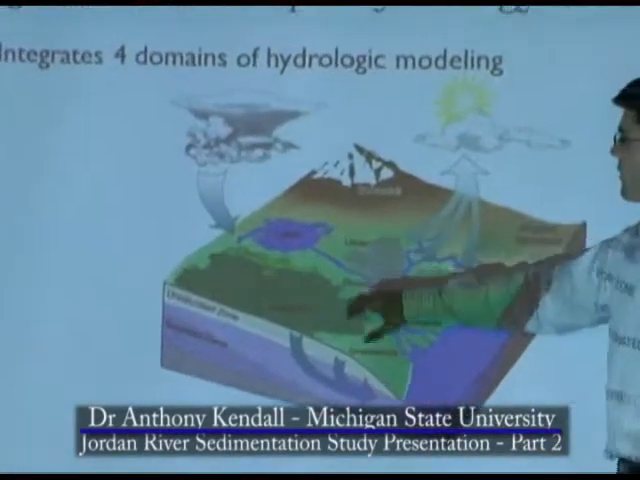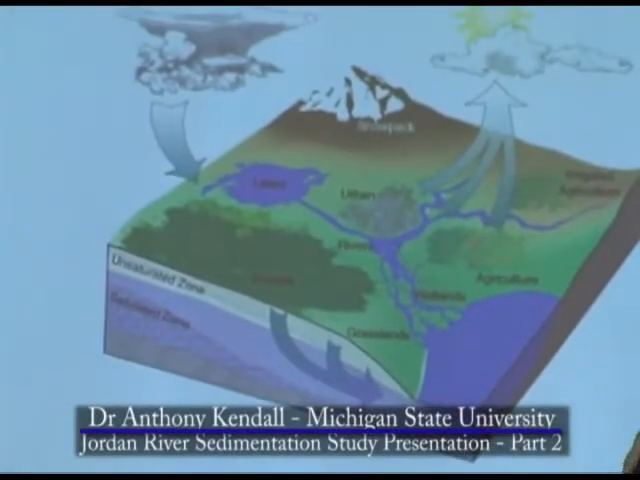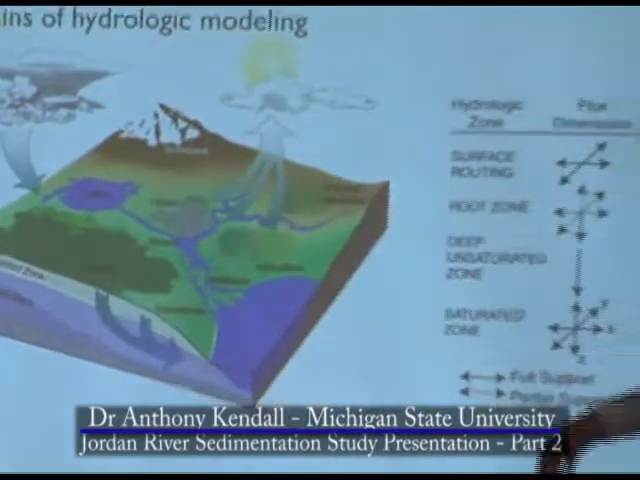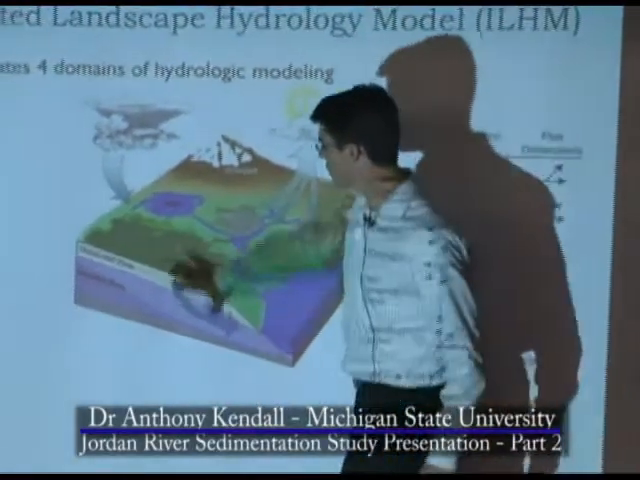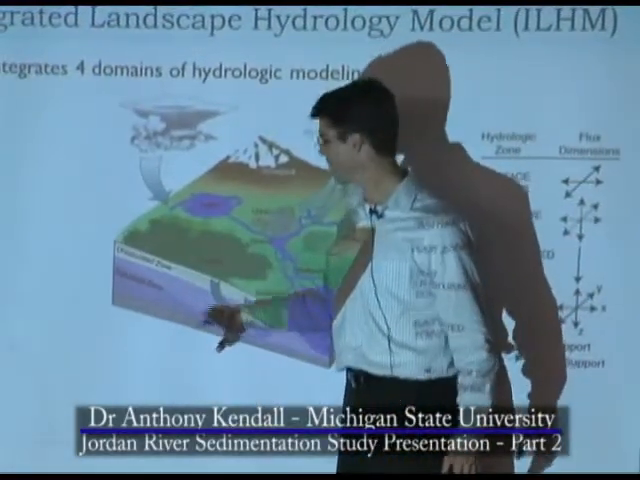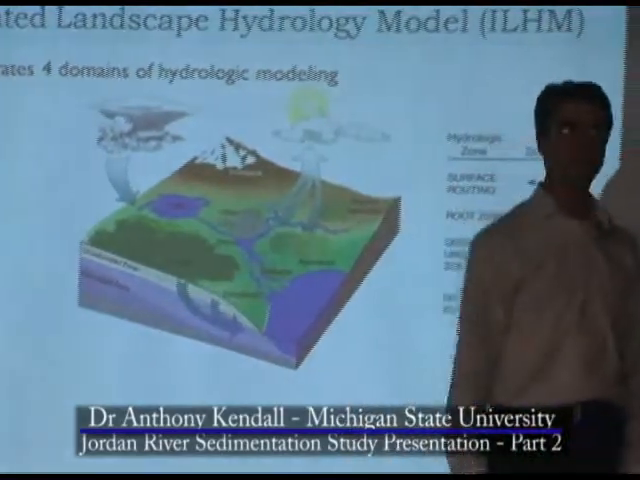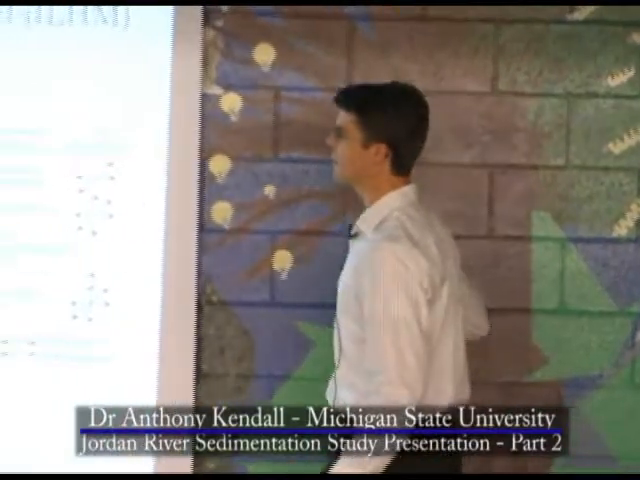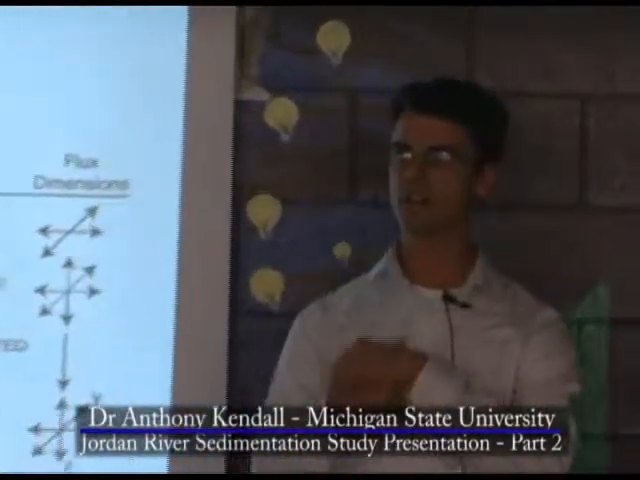How does an urban area respond? How will the snowpack retain moisture? How will irrigated agriculture need water? And regular agriculture. And then when it gets down through the root zone, what's it going to do in groundwater? And this type of model is what's called an integrated model. It brings together what were typically separate domains, four different domains of hydrologic modeling.